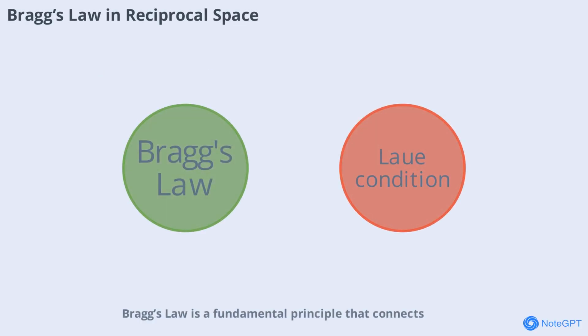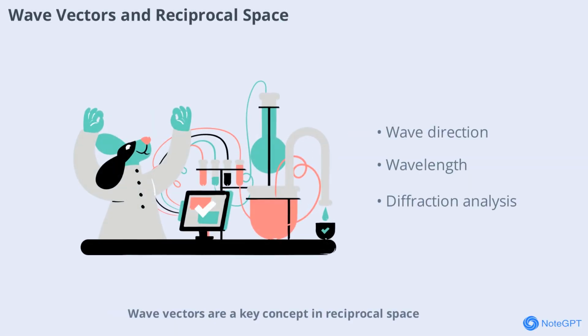Bragg's law is a fundamental principle that connects the geometry of a crystal to its diffraction pattern. In reciprocal space, Bragg's law is elegantly simple. Diffraction occurs when the difference between incident and scattered wave vectors matches a reciprocal lattice vector. This condition, known as the Laue condition, allows scientists to predict where diffraction spots will appear and to interpret experimental data with precision.